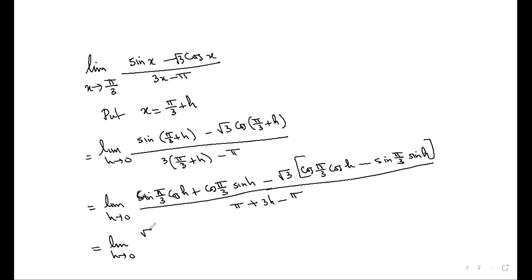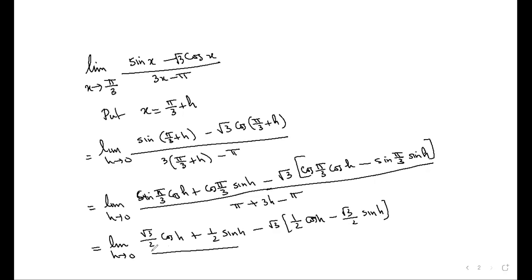So sine 60 is root 3 by 2, cos 60 is half. Root 3 by 2 cos h plus half sin h, minus root 3 into (cos h times half minus sin h times root 3 by 2). Remember this idea: always cos gets cancelled. Sine will always remain because we have to apply sin theta upon theta, no? So sine has to remain and cos has to go. When you open the bracket, cos will get cancelled.